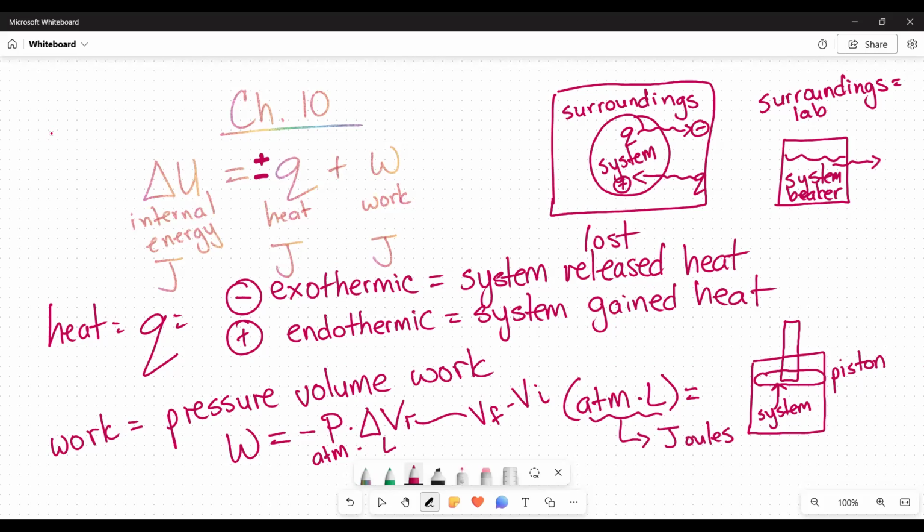But let's go back to the signs of W. So we got the signs of Q. If the system loses heat, it's exothermic, Q's negative. If the system gains heat, it's endothermic, Q's positive. Now we need to understand the same thing with work.